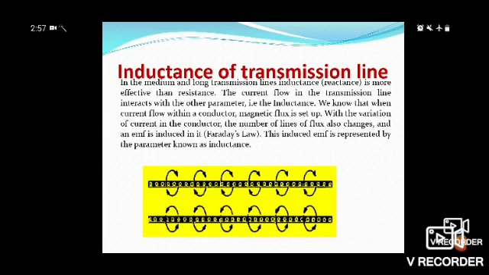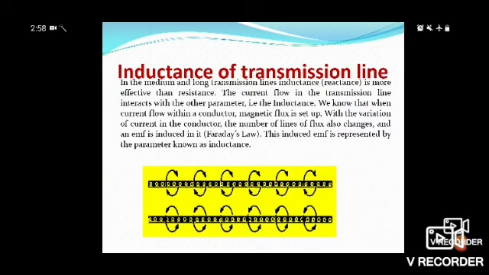When the current flows within the conductor, magnetic flux is set up. Whenever there is magnetic flux, that is called inductance. With the variation of the current in the conductor, the number of lines of flux also changes. Whenever we change the lines of flux, an EMF is induced in it.